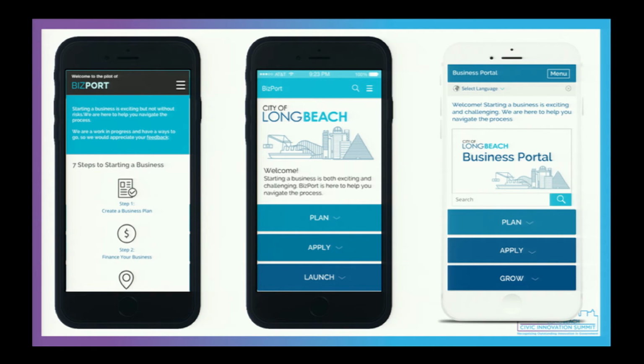So I have a lot of fun with this slide. I really enjoy looking at this because it's such a cool document of how things have changed over the course of the year. So on the left there, that's BizPort just a few weeks after we did our initial research phase. We built it in a very short amount of time. It only had 7 pages that were just the bare bones of what an entrepreneur might want to know.